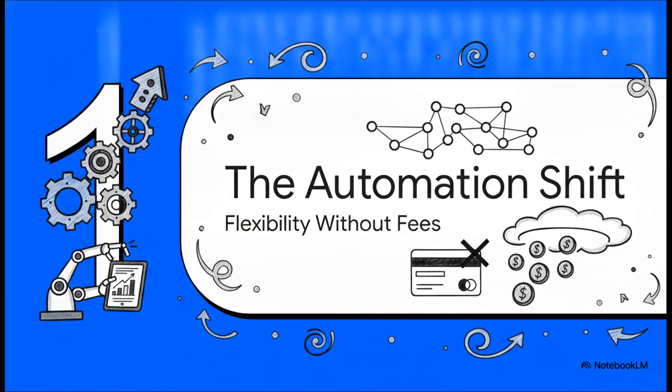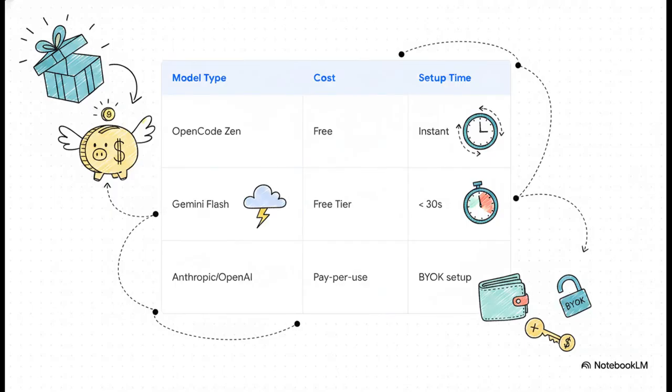Section 1. The automation shift. You have to think about the sheer accessibility of these models. OpenWork ships right out of the box with something called OpenCode Zen, meaning you can instantly run models like DeepSeek or Qwen entirely for free before you even sign into anything. Or, reviewers found that you can just grab a free API key from Google AI Studio and plug in Gemini Flash in under 30 seconds. It's a tool that simply does not ask you for a payment method up front, yet it still allows you to bring your own paid API keys for Anthropic or OpenAI if that's what you prefer to use.